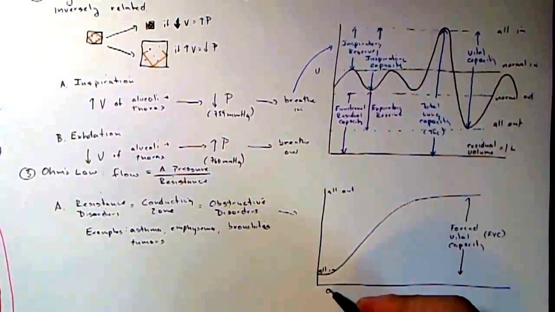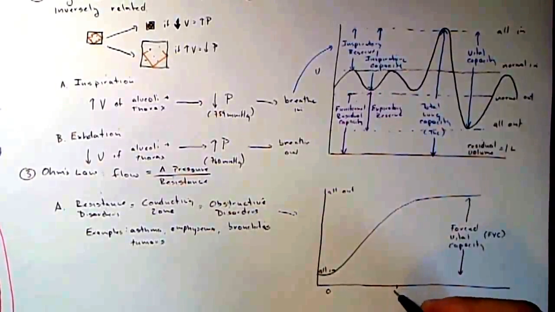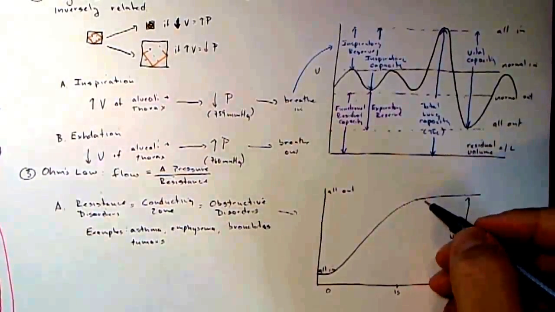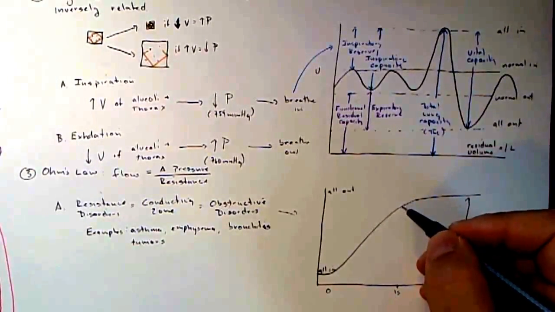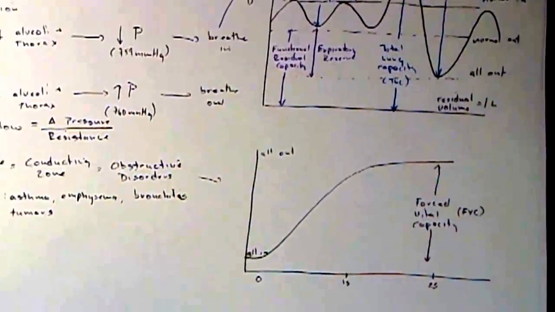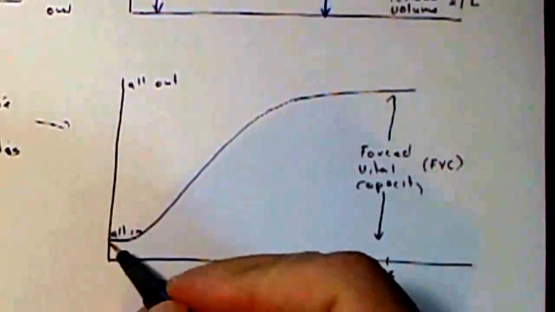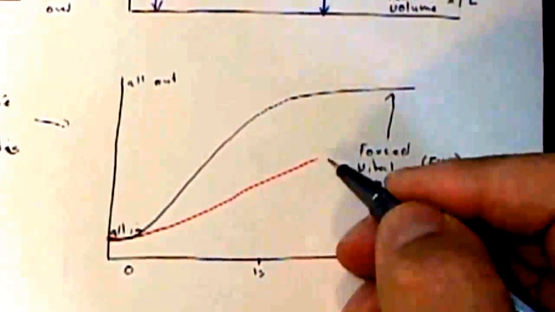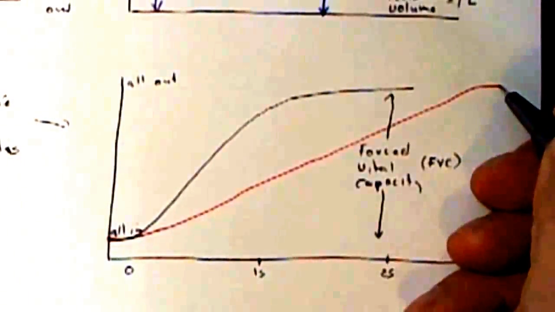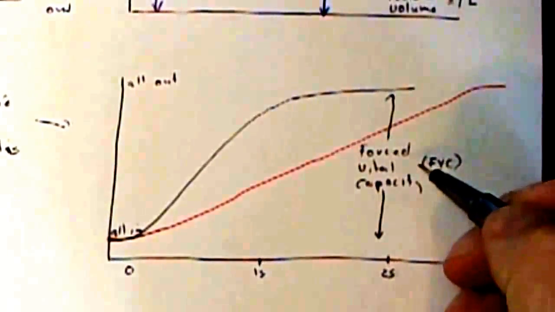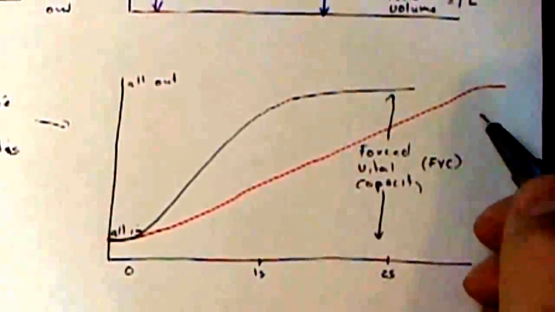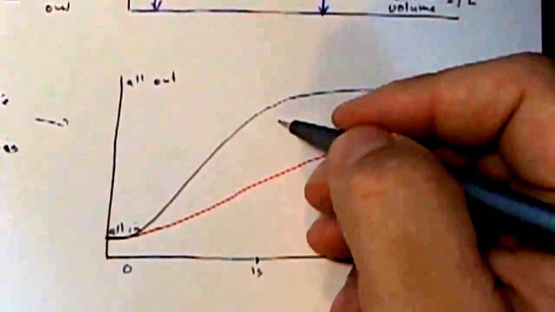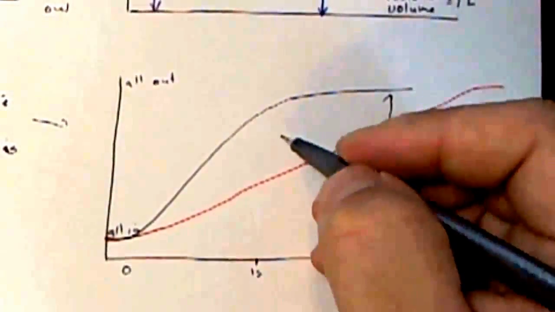Another value that's important, if we put this at 0, we say this is 1 second, and this is 2 seconds. A normal person, like I've drawn here, should be able to get most of their air out in 1 second. An abnormal situation, someone with asthma, the curve might look like this. Again, they still might get just as much air out. Their forced vital capacity may be the same, but it's going to take them a lot longer to do this.